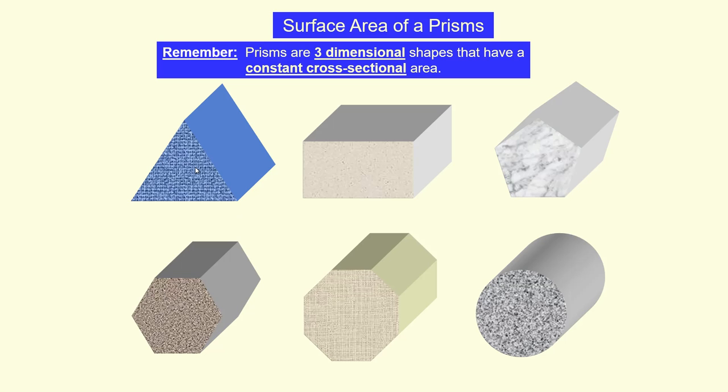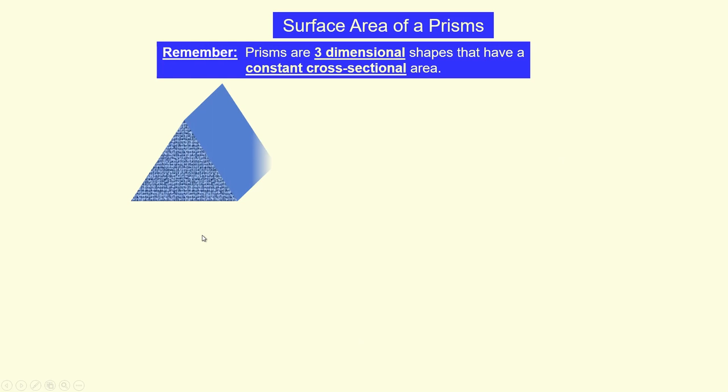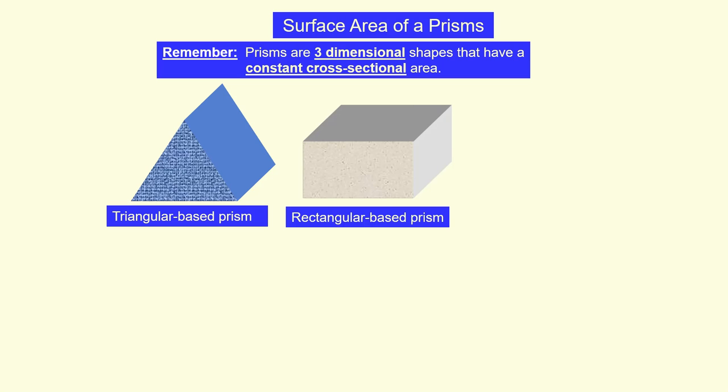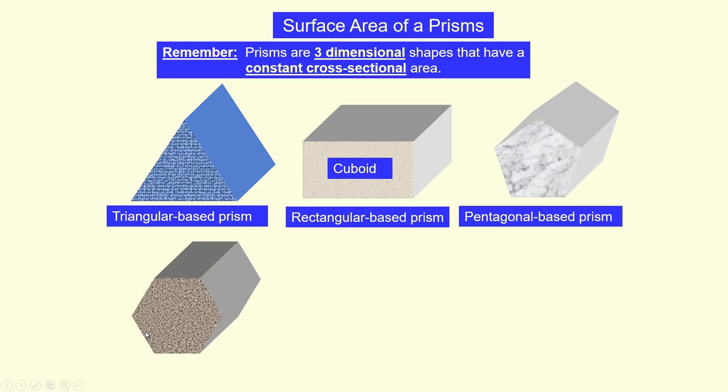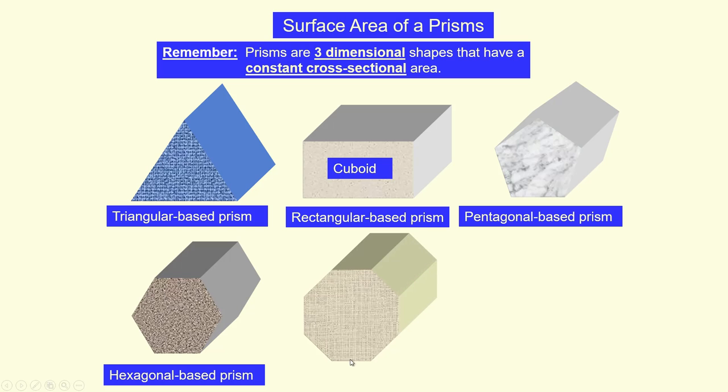Okay, so the answers. Let's look at them in turn. Shape number 1, triangular based prism. Shape number 2, you can call it rectangular based prism, otherwise known as a cuboid. Shape number 3, it's got 1, 2, 3, 4, 5 sides which travel along the length of the shape. So it's a pentagonal based prism. Shape number 4, 1, 2, 3, 4, 5, 6, so 6 sides, hexagon, hexagonal based prism. Next one we've got 1, 2, 3, 4, 5, 6, 7, 8 sides travelling along the length of the prism, so octagonal based prism.